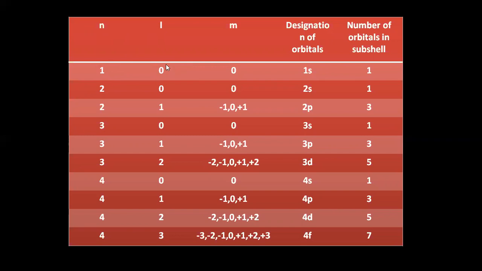So for L equal to 0, what is the value of M? Because for any value of L, M ranges from minus L to plus L. For 0, we will not have minus 0 or plus 0. So if L is 0, M will be equal to 0.